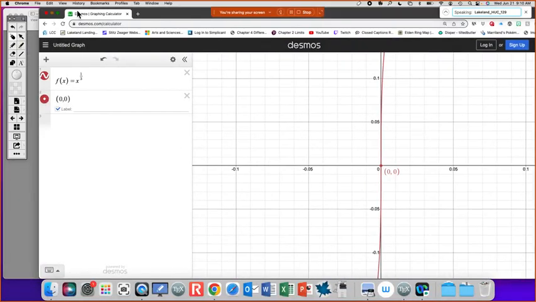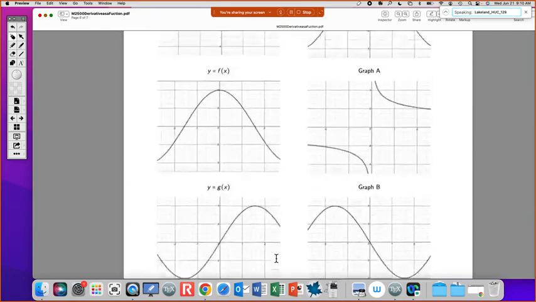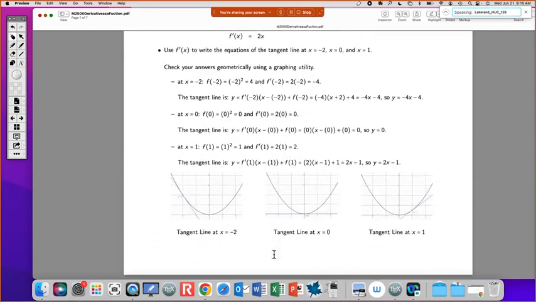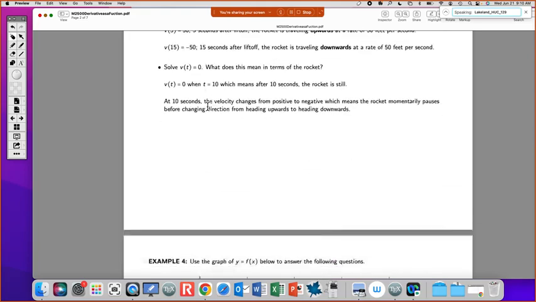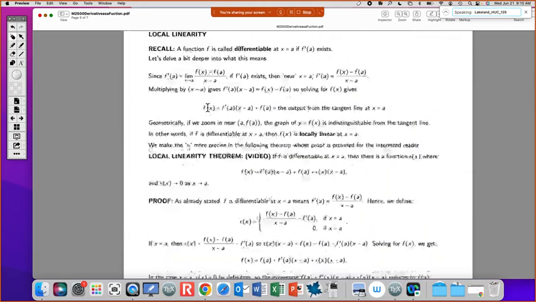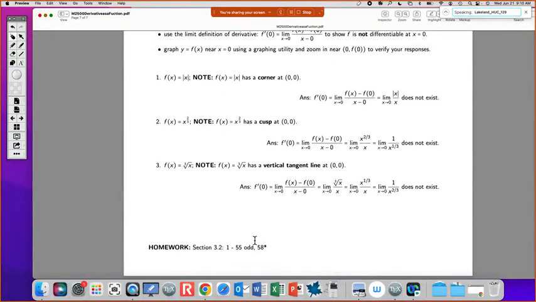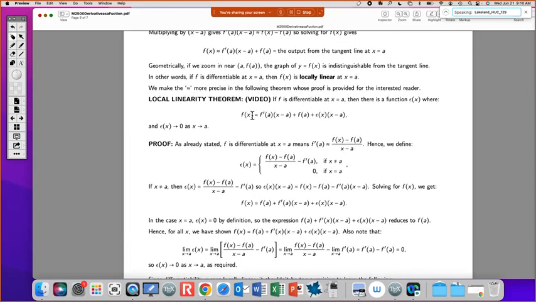All right. So what we're doing tomorrow then, so there's your homework. So once again, engage with example 2 and 3. So work through those, watch the video if you need to. Work through the homework, as many as you need to feel comfortable with what you're doing. If you have time, watch the proof of the local linearity theorem.